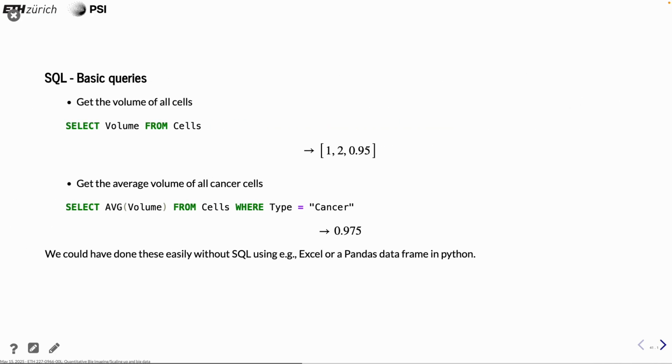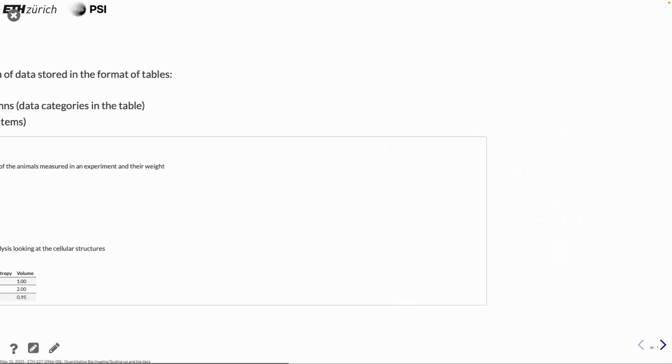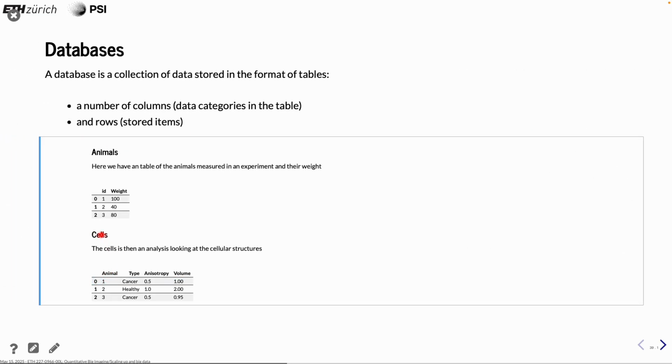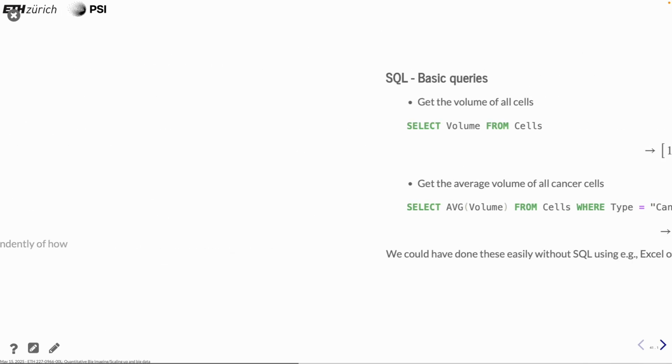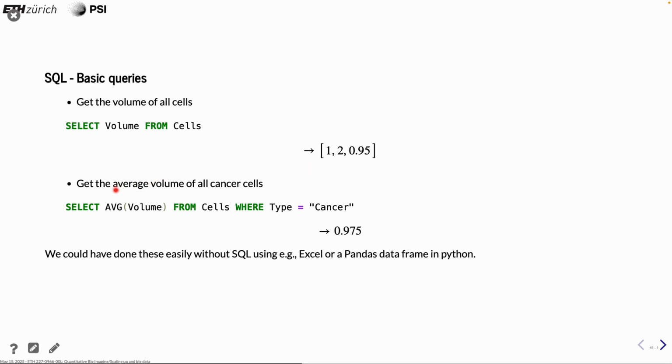And when you do a basic query, you write up text like select volume from cells. And just going back to this table, we have the cells table, and here you want to extract the volume. Oops, wrong way. And then you get those. What you also can do is select average volume from cells where the type is cancer. So now we have already done some more selective work. So we only compute the average volume for those cells that have cancer. So that also accesses the database in a different way.